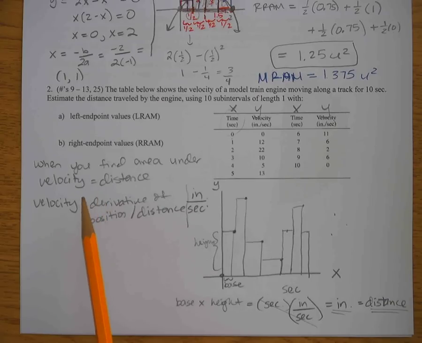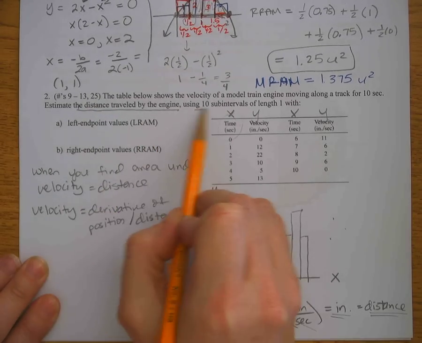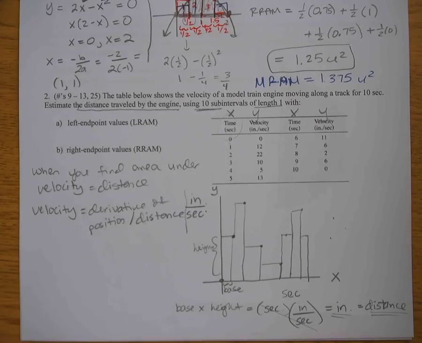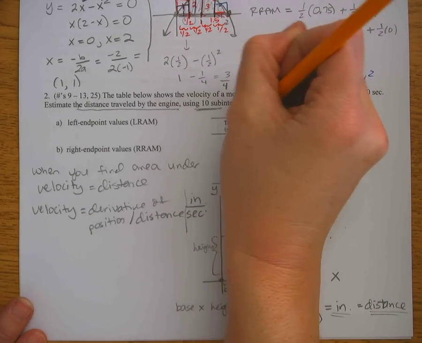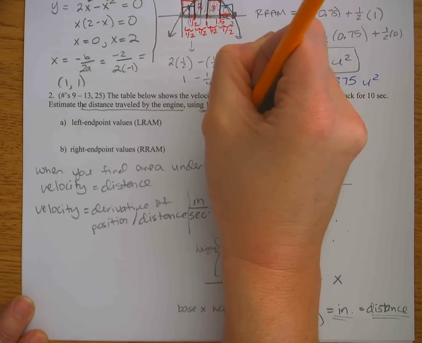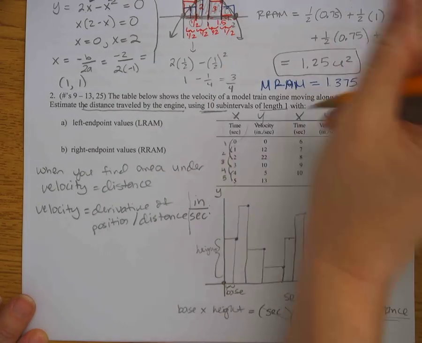You don't really need to understand that thoroughly today, but that concept is going to reappear later, so just keep that in mind. Okay, all we are trying to do here is find the distance traveled by the engine using 10 subintervals of length 1. So let's look and see what our subintervals are. Again, for the intervals, we use the x values. So the first interval is from 0 to 1. The second interval is from 1 to 2. The third is from 2 to 3. The fourth from 3 to 4. The fifth from 4 to 5.